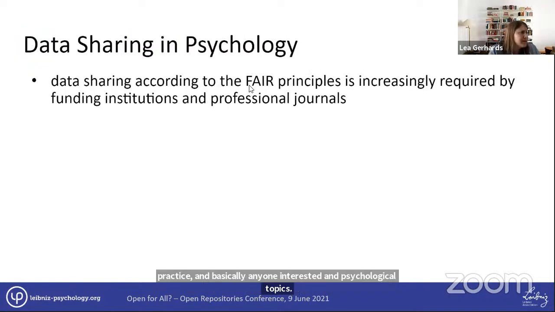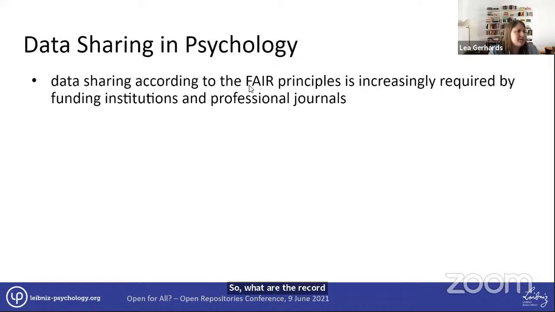So what are the requirements that psychological researchers are expected to meet when archiving or sharing their research data? Well, today more and more funding institutions and professional journals are telling researchers, if you want us to fund your research project or if you want us to publish your article, we would like you to please make your research data accessible according to the FAIR principles. So what they ask researchers to do is to make their data findable, accessible, interoperable, and reusable. And I'm guessing most of you are familiar with this FAIR concept.